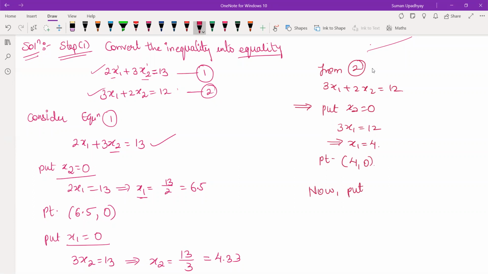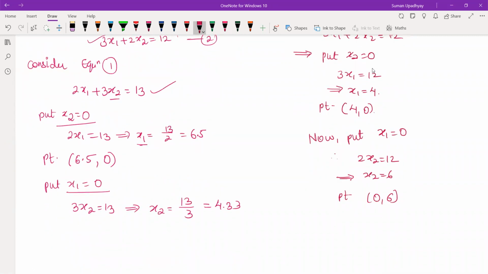Now put, अभी क्या put करेंगे? x1 is equal to 0. Yes, put x1 equals to 0. Therefore I will get 2x2 equals to 12. So x2 कितना आ जाएगा हमारे पास? 6. तो second point क्या मिलेगा हमें? 0,6. इधर तो लिखा नहीं, इधर पॉइंट क्या मिलेगा हमें? 0,4.33. तो बस सारे पॉइंट्स मिल गए.